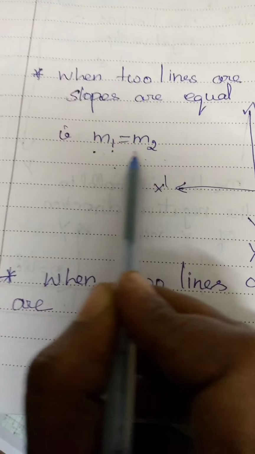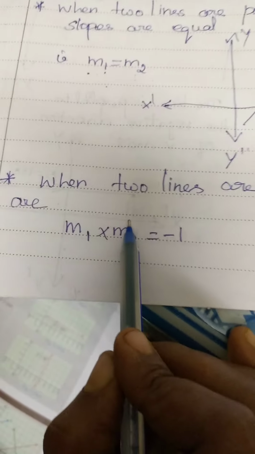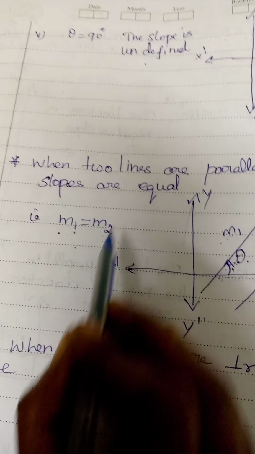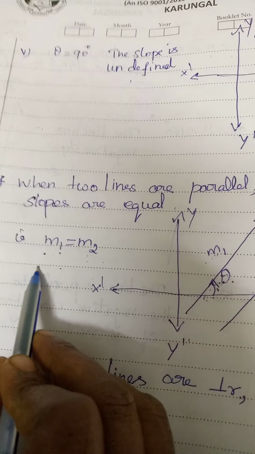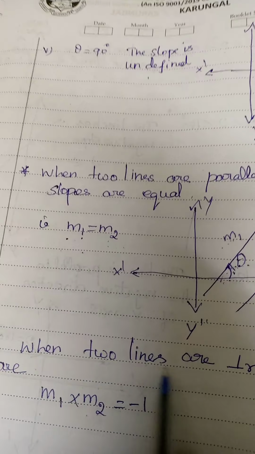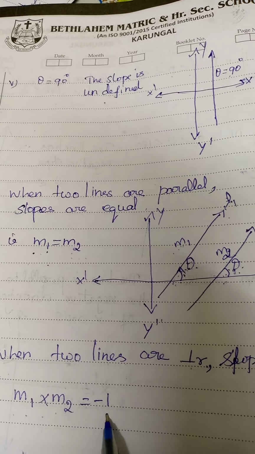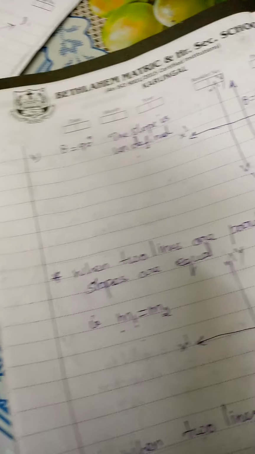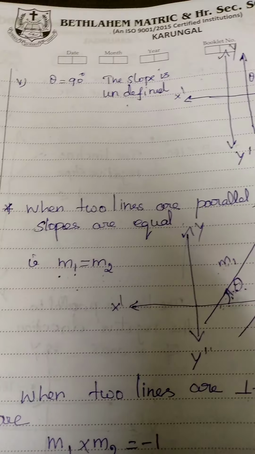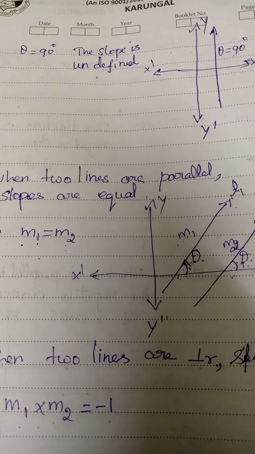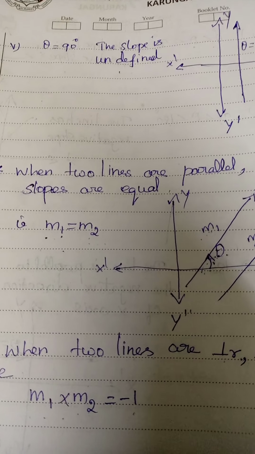That is the condition. When two lines are parallel, M1 is equal to M2. When two lines are perpendicular, M1 into M2 is equal to minus 1. Understood, students? You should study this, these are important formulas. Shall we move to the examples? First of all, example 5.7. Okay, example 5.8, it is on page number 214.